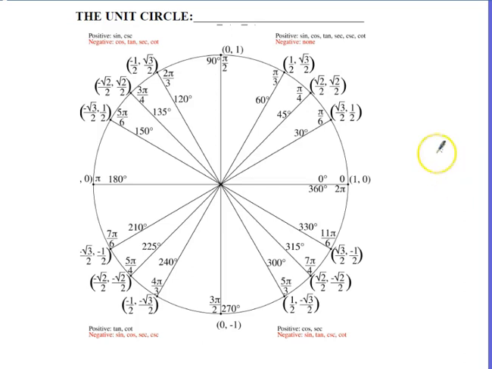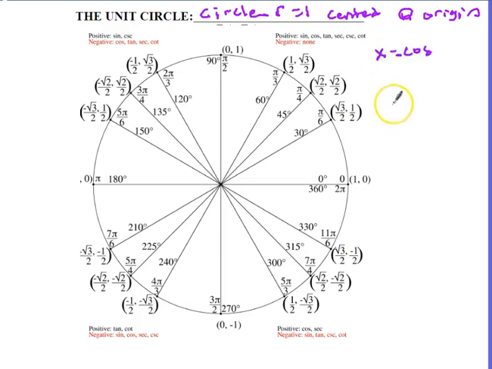So first off, the unit circle is just a circle with radius of 1, and it's centered at the origin. So it's centered at 0, 0. And we talked about how all of these points relate to either the sine or the cosine. So the x-coordinate is going to tell us what the cosine of a given angle is, and the y-coordinate is going to tell us what the sine of a given angle is.